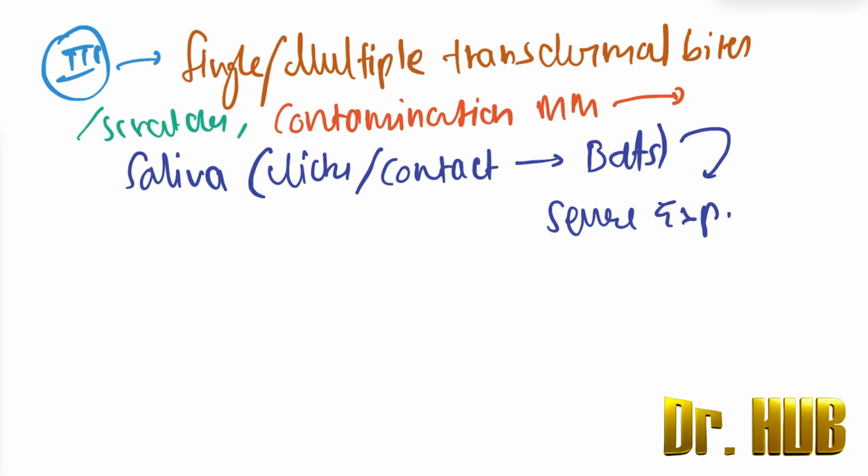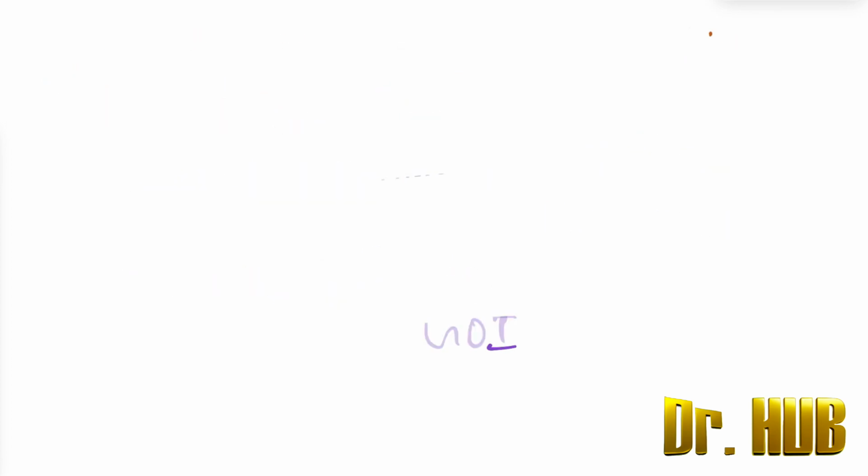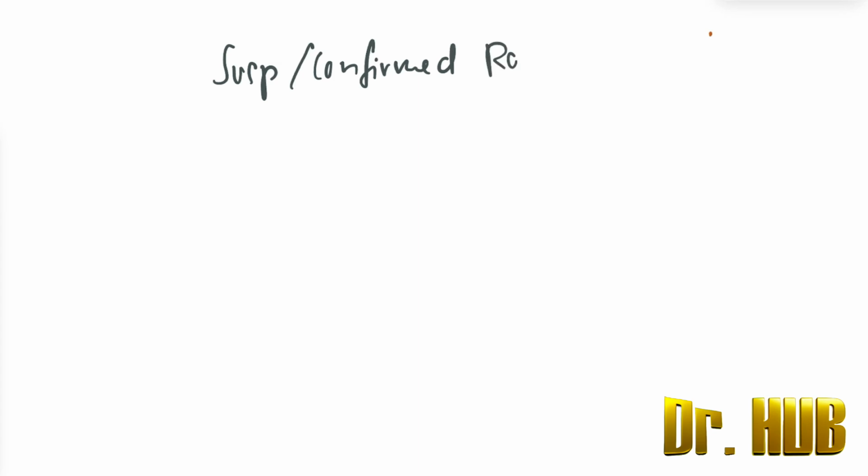So let's see a case. This is all in accordance with the Ministry of Health and Family Welfare, Government of India. So first let's look at the pictorial representation. First there is a suspected or confirmed rabid animal.